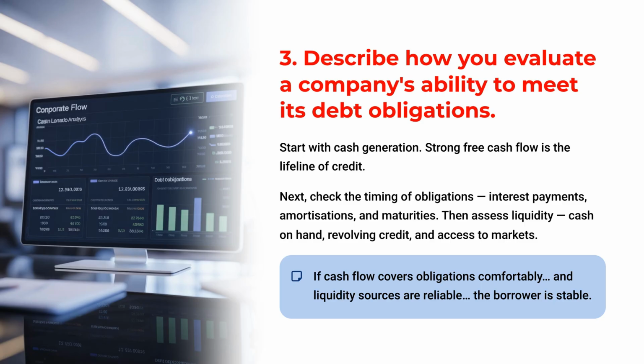Describe how you evaluate a company's ability to meet its debt obligations. Start with cash generation. Strong free cash flow is the lifeline of credit. Next, check the timing of obligations, interest payments, amortizations, and maturities. Then assess liquidity, cash on hand, revolving credit, and access to markets. If cash flow covers obligations comfortably and liquidity sources are reliable, the borrower is stable.